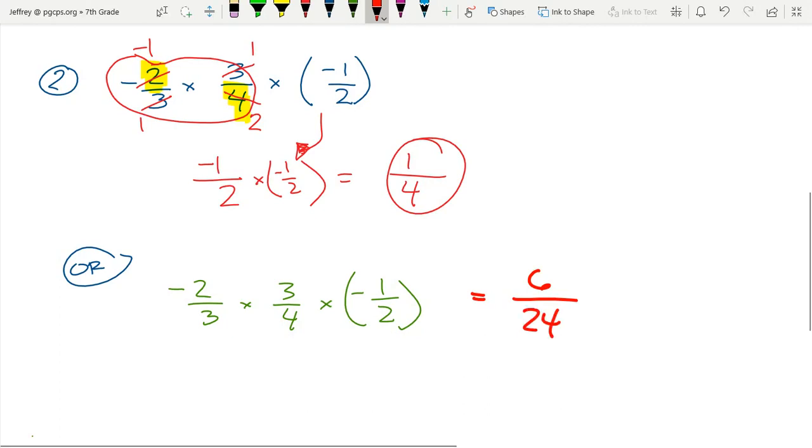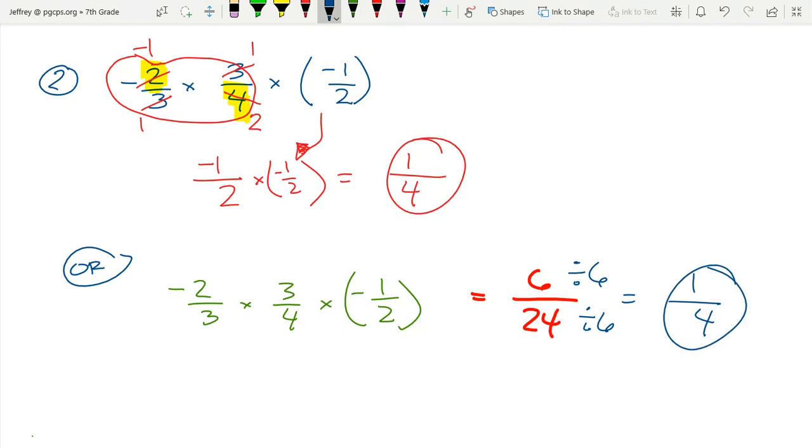Now, you need to simplify this. So in order for us to simplify this, we need to think about the greatest common factor. And we know it's going to be divided by 6. So 6 divided by 6 is 1. 24 divided by 6 is 4. So we get the same answer.